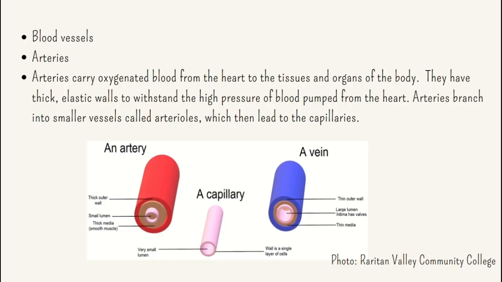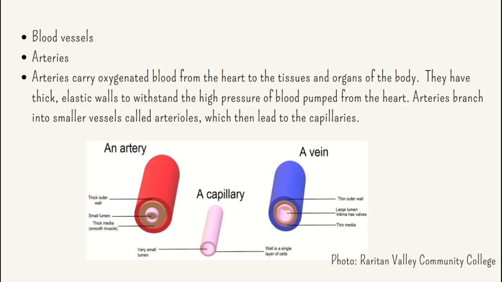Now it's saying here that they have thick elastic walls to withstand the high pressure of blood pumped from the heart, right? And they also branch into smaller vessels called arterioles, which then lead to the capillaries. Then they have venules and then the vein, but you don't necessarily have to worry about all of that. That's just how it travels. You have the artery, which is the biggest, you have arterioles, which are smaller vessels, and you have the capillaries in the middle.